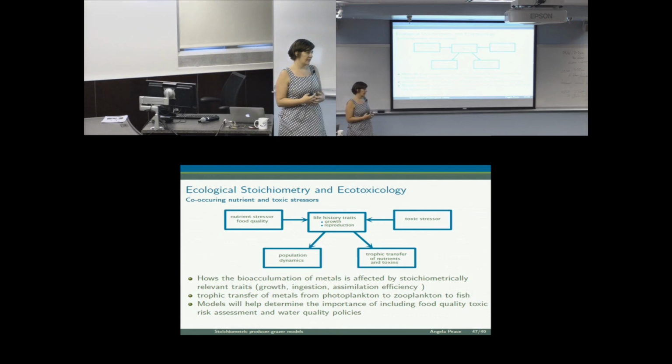Okay? So instead of just looking at how nutrients are transferred across the trophic levels, we can look at how toxins also transfer up the trophic levels and whether or not they bioaccumulate somewhere. And I think models like this will help us determine the importance of food quality, and whether it should be discussed for assessing risk of exposures and water quality policies.